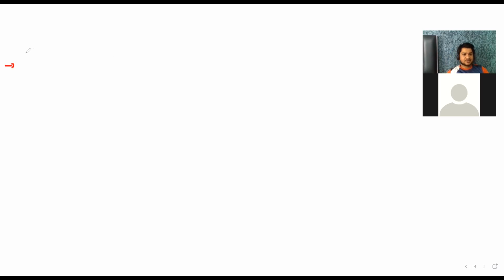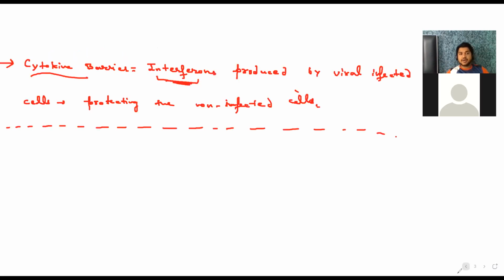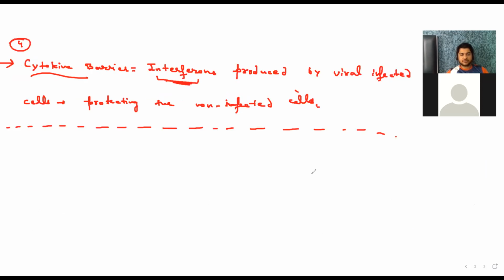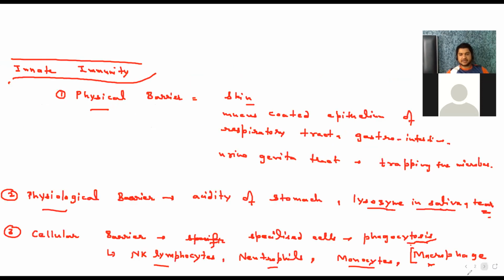So now we are going to discuss acquired immunity. Cytokine barrier is part of innate immunity, right? Yeah, all these barriers come under innate only. That's why I said it's a four number. So four barriers basically come under the innate one.